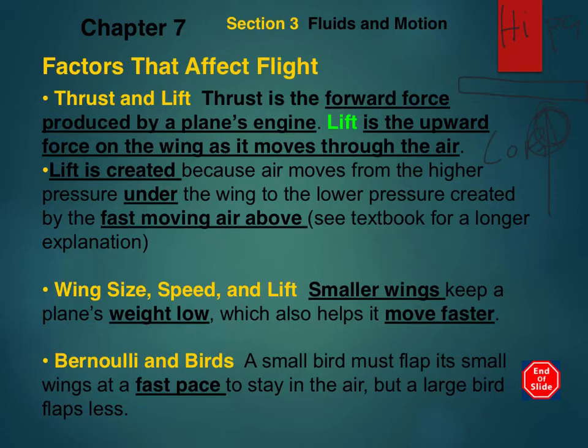So small wings make the plane weigh less, right? So it's got less downward force, less weight going down, but also helps it move faster. All right. So bigger wings.